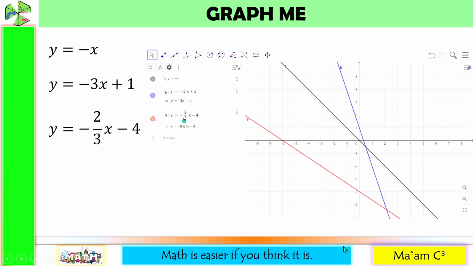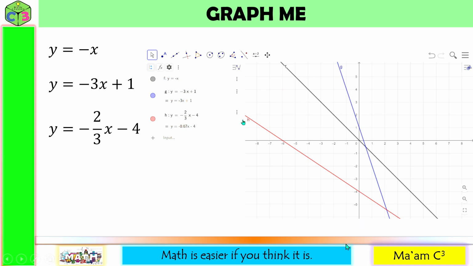y is equal to negative 2/3 x minus 4. The slope of this graph is negative 2/3. So the slope of all these lines is negative. And you will notice that if the slope is negative, the line is leaning to the left.